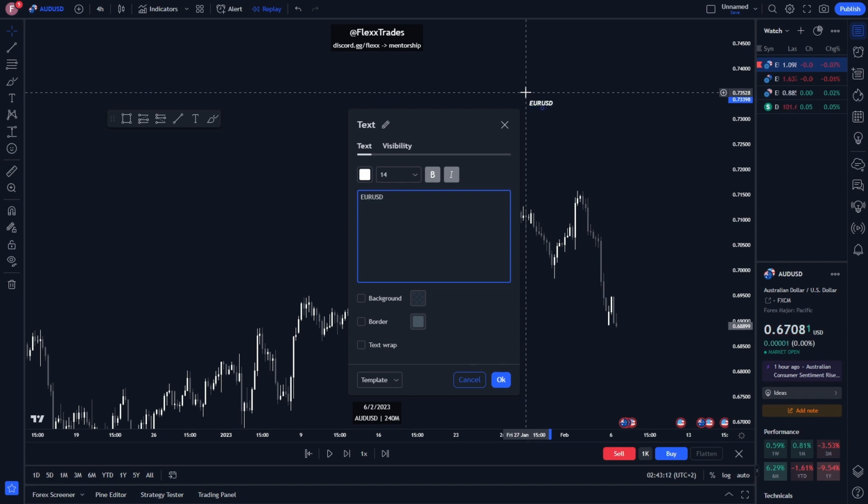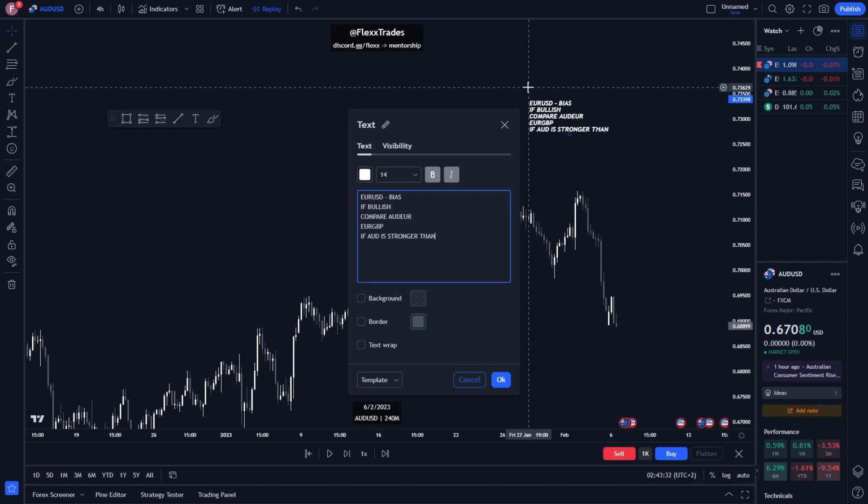So as you guys can see, the euro is actually the most. That's why it also correlates the most. So what do you do? Euro USD bias, you're going to watch your bias. If you're bullish, you're going to compare AUD Euro to Euro GBP. Compare both of them. And if AUD is stronger than Euro, you're going to compare AUD to GBP.